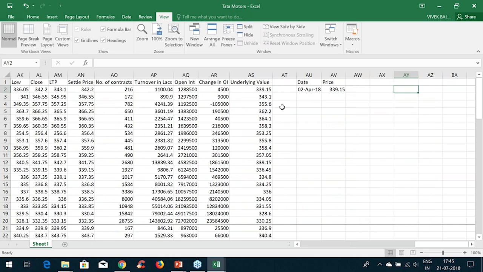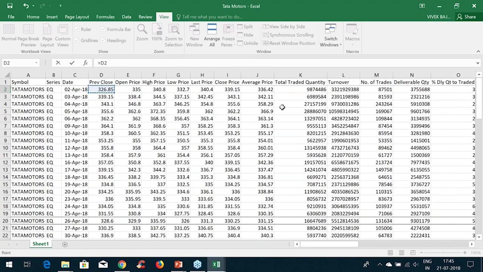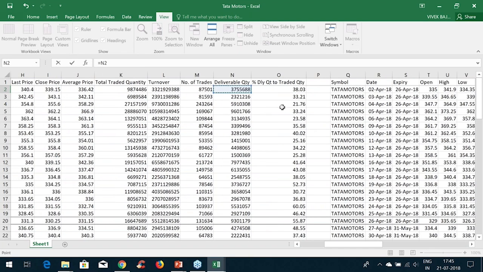Okay, let me bring the delivery. I am interested in knowing how much is delivery happening in this stock on a daily basis. So let me go to delivery in the cash segment. So how do I do that? Let me see what is the delivery percentage in terms of total traded quantity. So a value is given here. So this is turnover, which is in value terms, multiplied by this percentage. So we do this as a percentage.